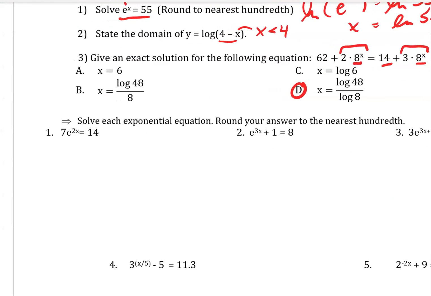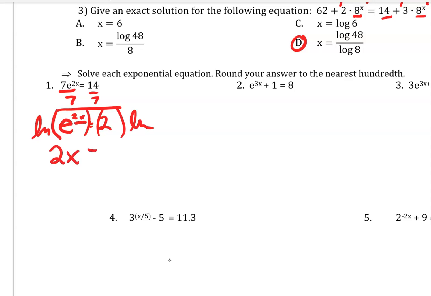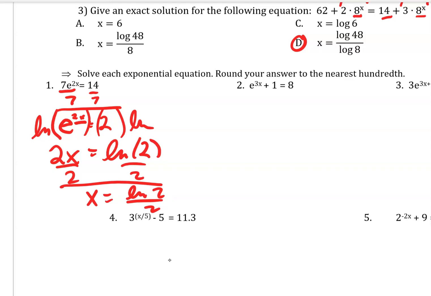So our next problems, solving each exponential and rounding to the nearest 100th. So first thing we're going to do is isolate our exponential. So we're going to divide both sides by 7. So e to the 2x equals 2. The next thing we can do is take a natural log of both sides. So we know that e to the 2x, when we take the natural log of that, we get the exponent 2x. And that's going to equal the ln of 2. So to get x by itself, we're going to divide each side by 2. So x equals ln of 2 divided by 2.